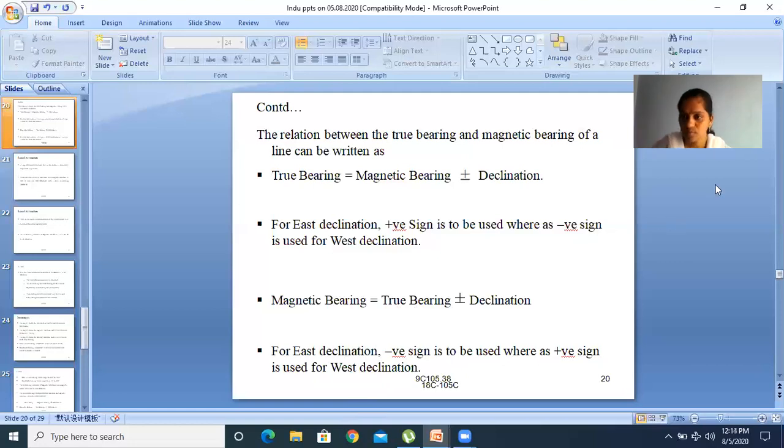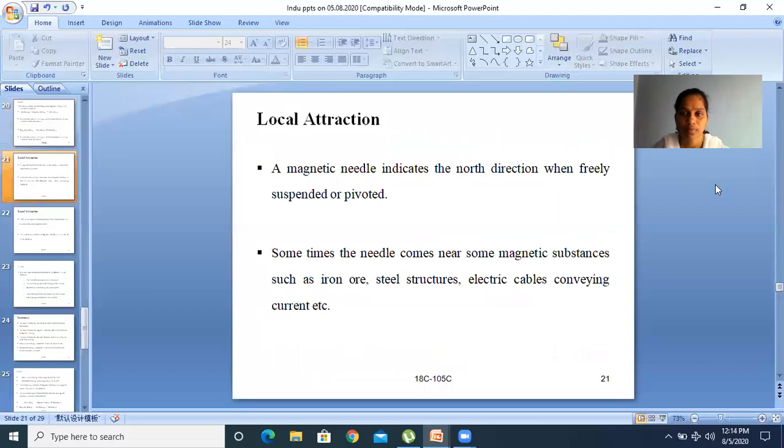And another very important term which you see in compass surveying is local attraction. I already explained this term when compass surveying is not recommended. So if at all any local attractive forces are there, we cannot recommend compass surveying, that I have explained in recommendations and non-recommendations.